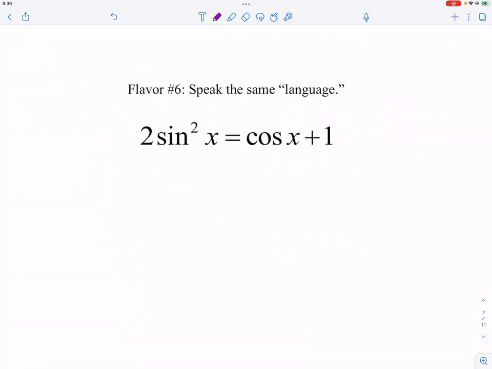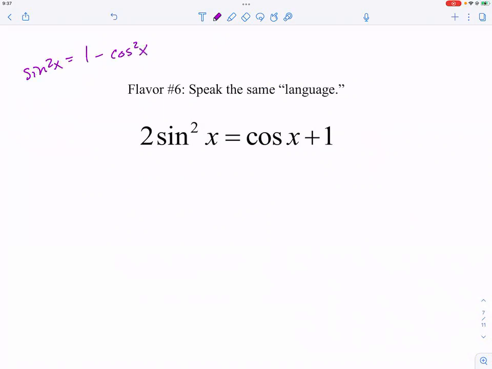All right, then question number 11. Make sure they speak the same language. What I mean by same language is that you can see here, that's a sine square x, and that's a cosine x. Sometimes we can factor, but for this one, you just can't do anything. But we learned something before. You remember that sine square x is equal to something else?